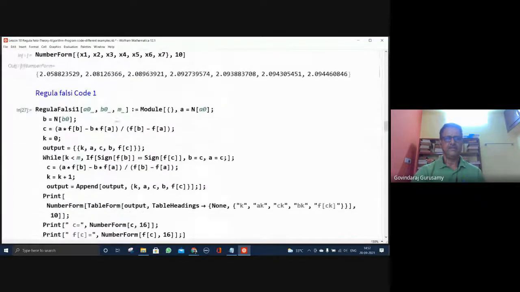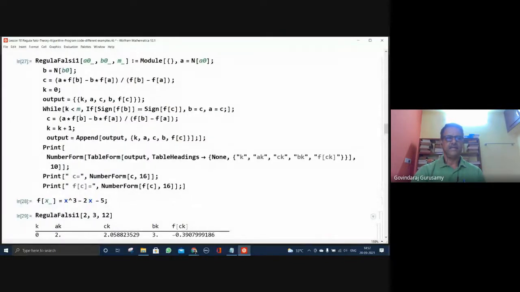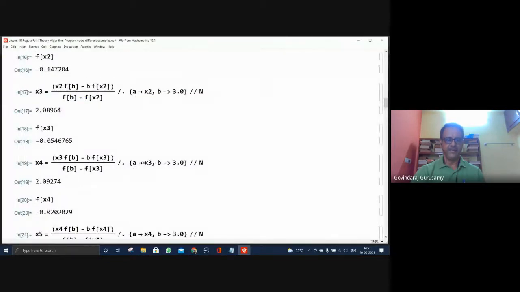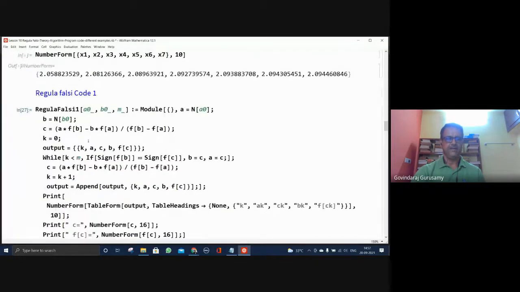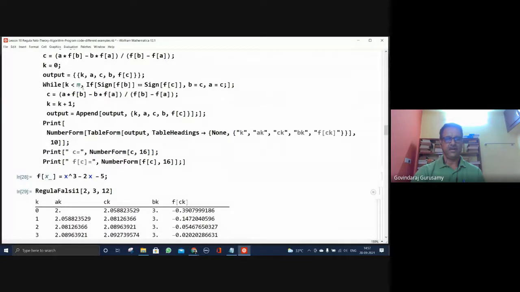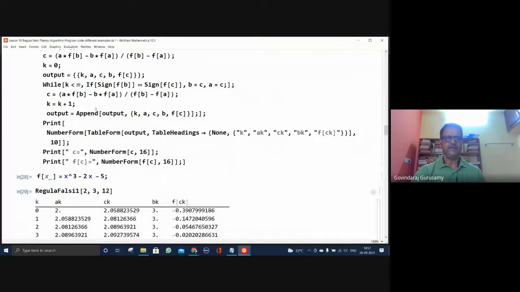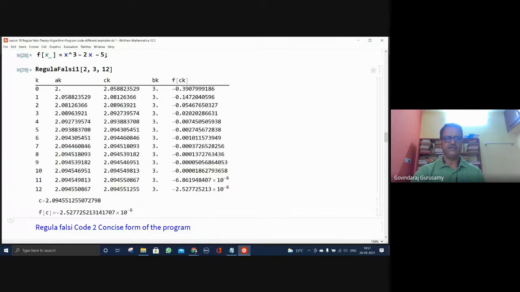Okay. So this programming part, basically the idea is that whatever is explained has been implemented. And most of the commands that you have seen, you are already exposed to. Table form, printing, then append is just defining it initially here and appending it. The output will be appended here at each stage, and that is being used here to tabulate it.